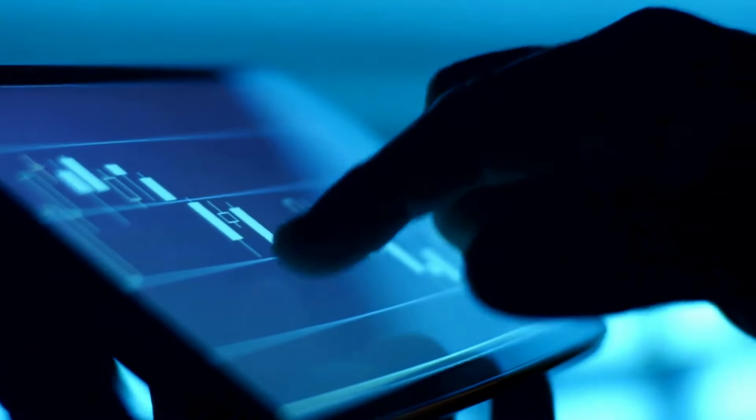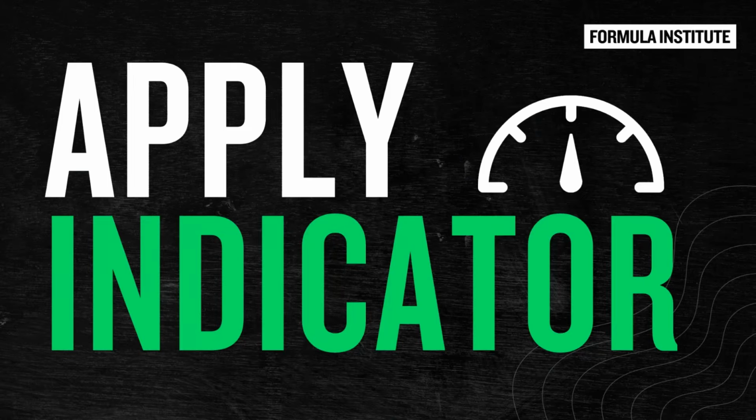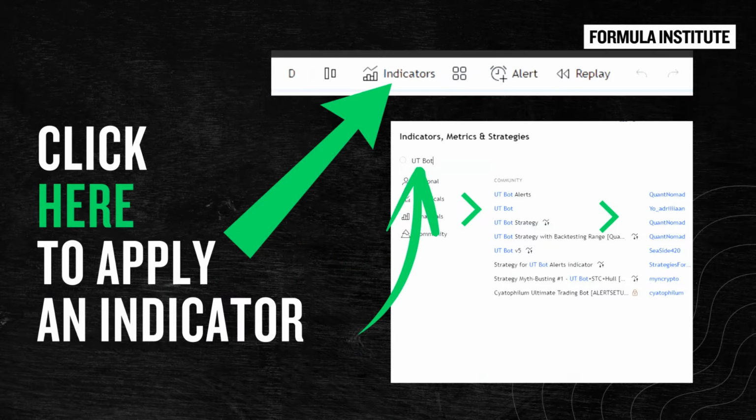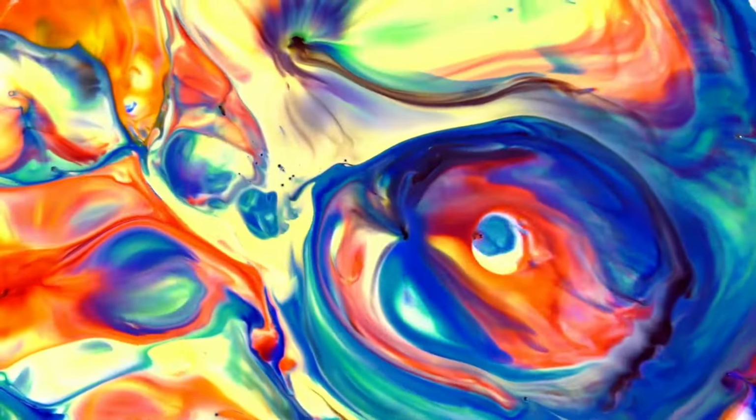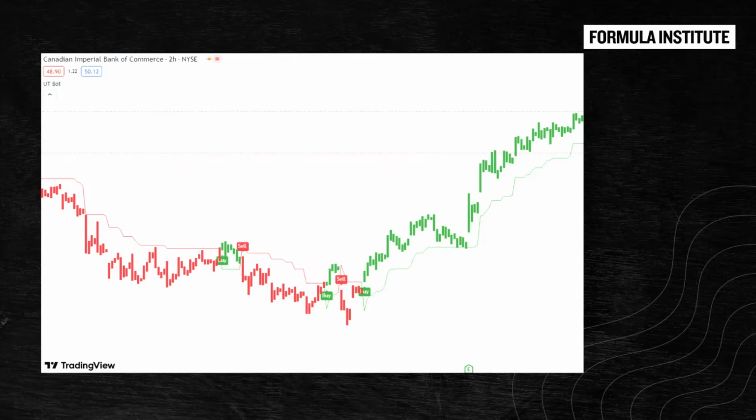Only one thing is left now, adding an indicator that is at the heart of this strategy. Go to Indicators. Search UT Bot. Choose the one created by Yo_Adrian. You don't need to change any settings. Play with the colors if you like. I don't care about colors. Now your chart looks like this.